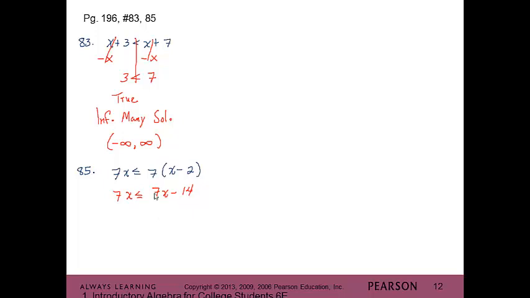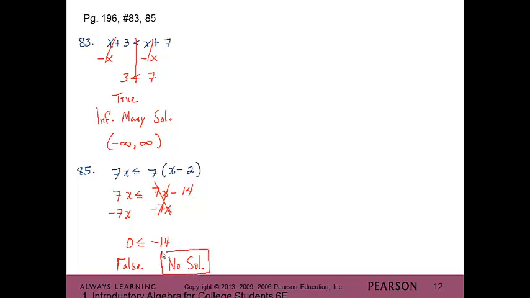Now let's get our x's together. So I'm going to subtract 7x on both sides. On the left side, we get 0 is less than or equal to negative 14. This cancels out, so we have negative 14. Now is 0 less than or equal to negative 14? That isn't true, so it's false, which means the solution to this problem is no solution.